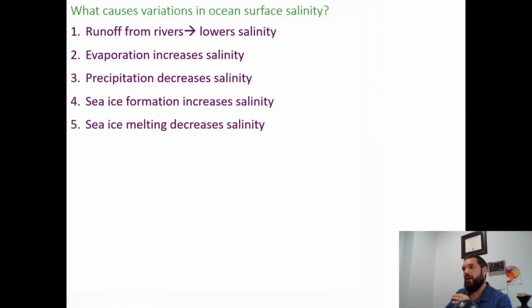Okay, so anyway, those are the causes of variations in ocean surface salinity, right? Runoff from rivers, evaporation, precipitation, sea ice formation, sea ice melting.